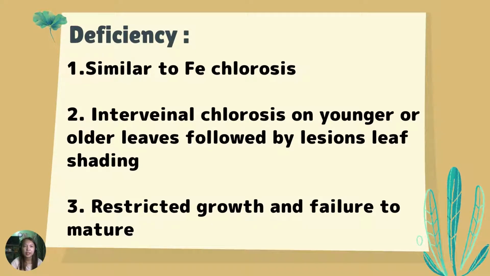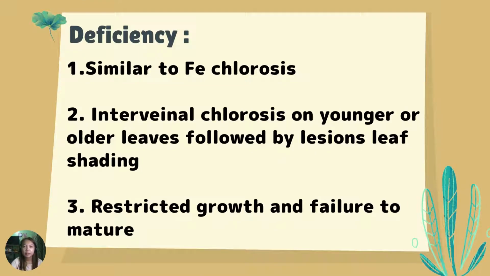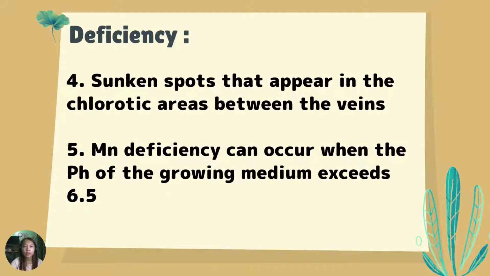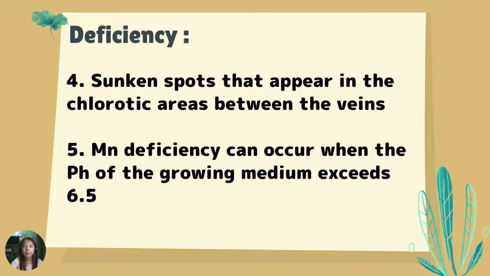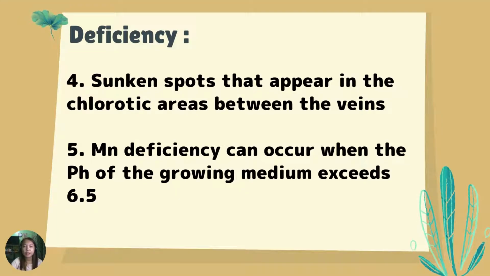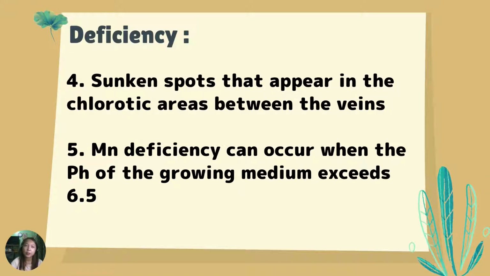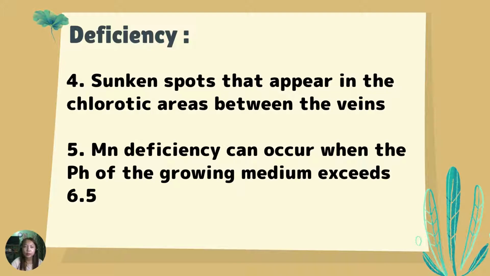Okay, so the deficiency, similar to iron, is chlorosis, yellowing of the leaf, interveinal chlorosis on younger or older leaves, followed by lesions and leaf shedding, restricted growth and failure to mature. Sunken spots appear in the chlorotic areas between the veins. Mn deficiency can occur when the pH of the growing medium exceeds 6.5. Sunken are parts of the plants that are submerged in water. So commonly, these spots appear in the part where it is submerged in water.